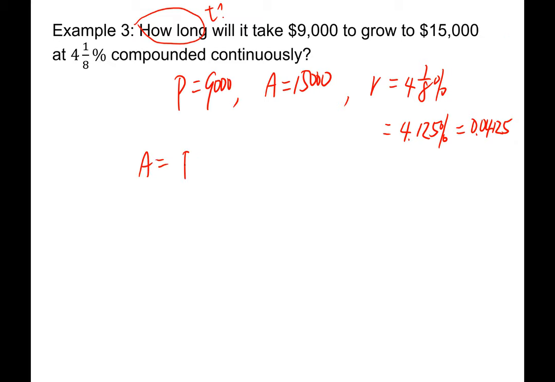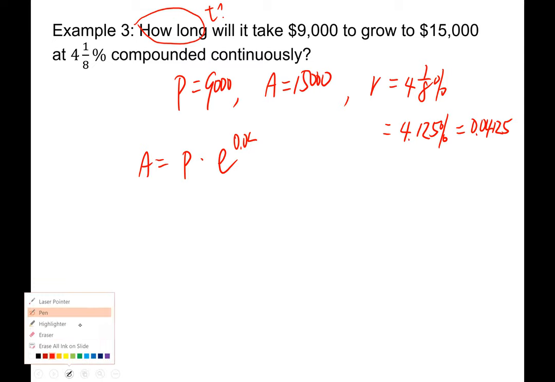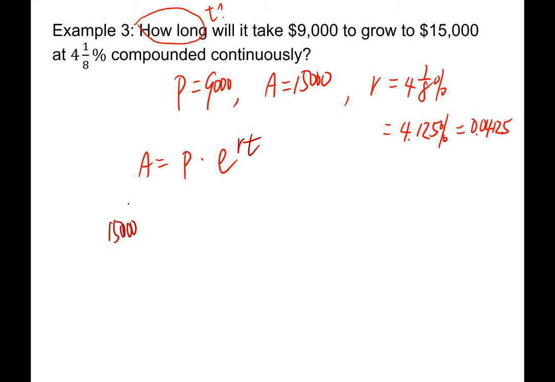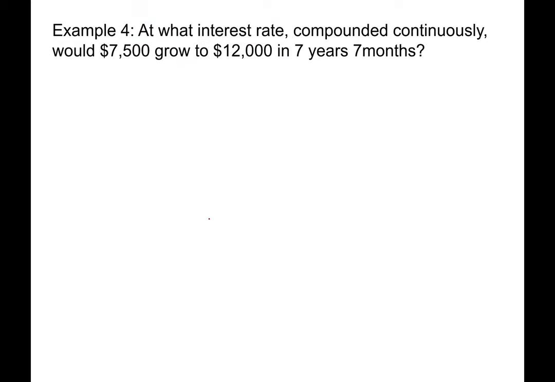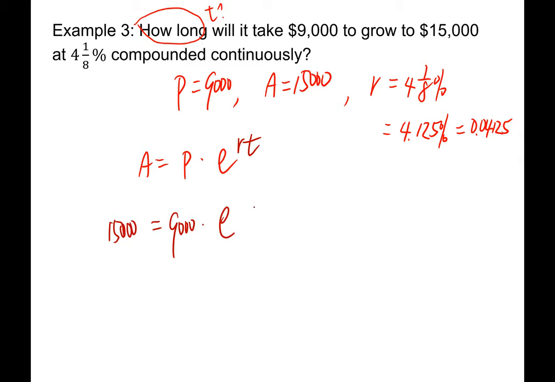So A equals P times E to the RT. Let me just write out the formula first. Now, next step is just plugging in the numbers: 15,000 equal to 9,000 times E to the 0.04125 times T. And we're solving for time T. And now first step, I'm dividing 9,000 from both sides of the equation.